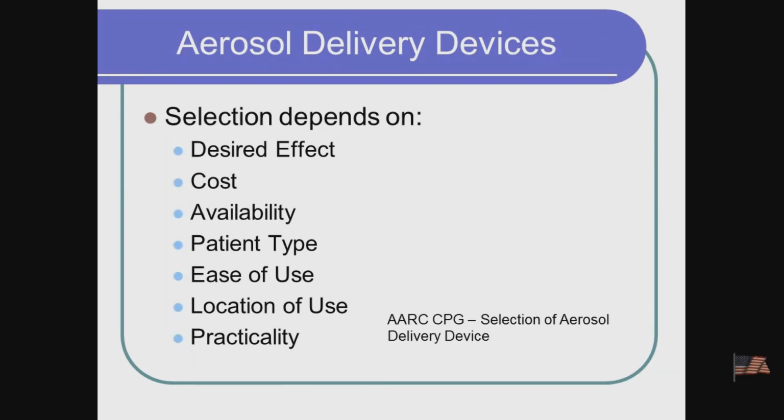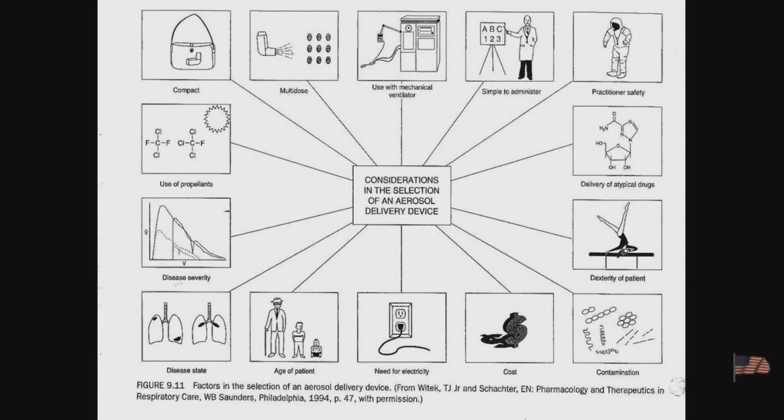And there is a clinical practice guideline. I know you never heard of these before, but the AARC has come out with a guideline to give you an idea of what kind of device to select. And there are all those factors, and how they might play into the process. Different considerations. Mechanical ventilation. What if I have to give a drug through an endotracheal tube on a patient who's intubated? Well, there are different things you have to take into account there.